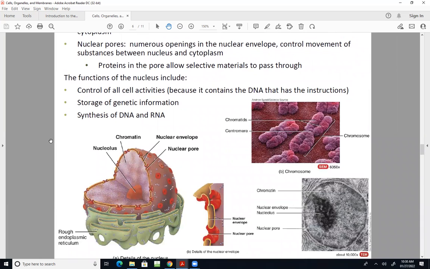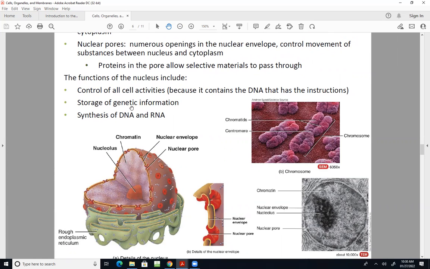Okay, so what does your nucleus do for you? It controls all cell activities because it contains the DNA that has the instructions. The DNA is used to make the RNA. RNA is then used to make the proteins. Proteins do things like give us our skin color, hair color, eye color. So that's how cell activity is controlled.